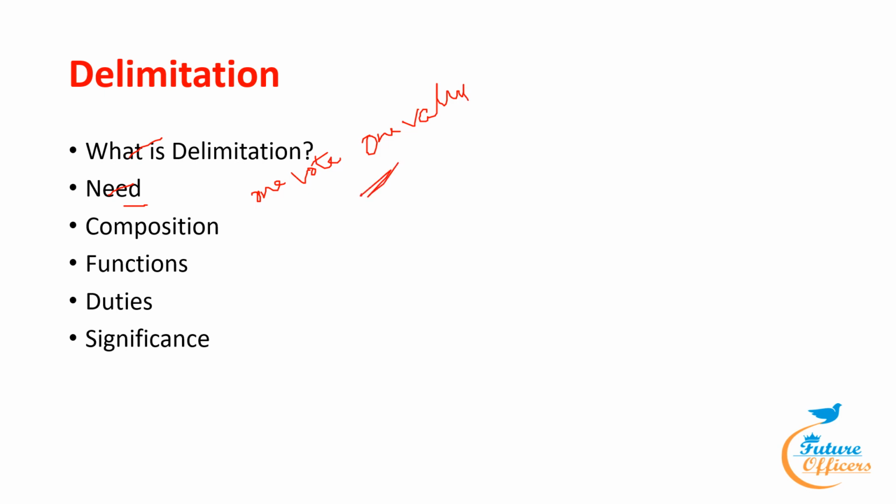So, what is the composition of this delimitation body? The Delimitation Commission is appointed by the Indian President and works in tandem with the Indian Election Commission. A retired Justice of the Supreme Court is also a member of the Delimitation Commission, along with the Chief Election Commissioner and all state election commissioners. Now, what is the process of this Delimitation Commission?